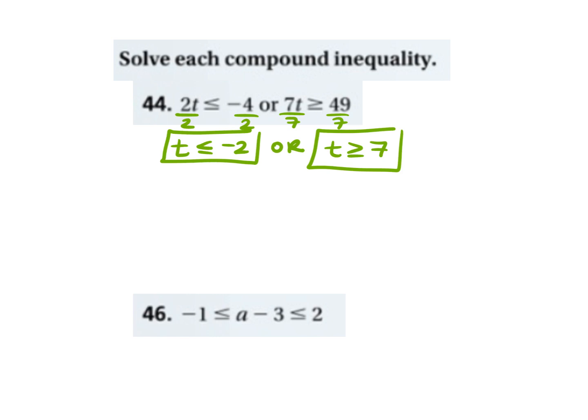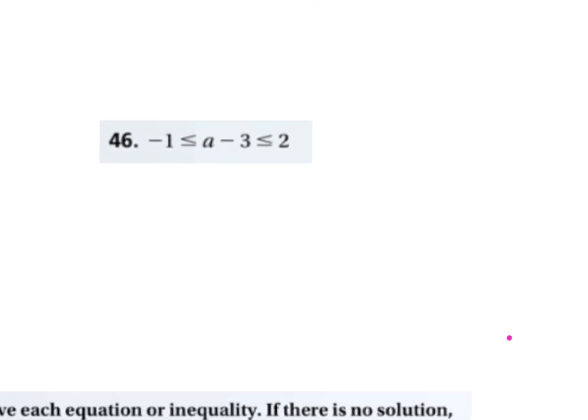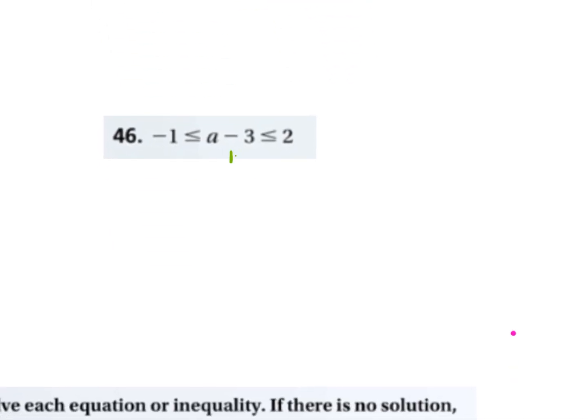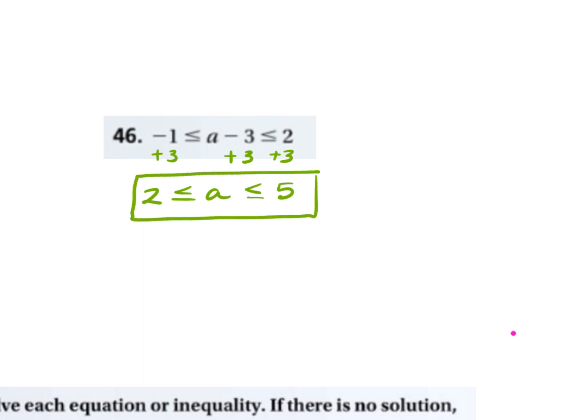The next one is more of an and problem, right? When it's in between like that. So whatever you do in the middle, you can do on the left and you can do on the right. So -1 plus 3 is 2, which is less than or equal to a, which is less than or equal to 2 plus 3, which is 5. And that would be your solution.